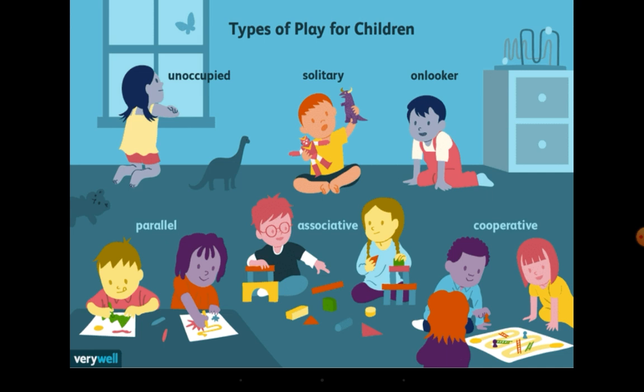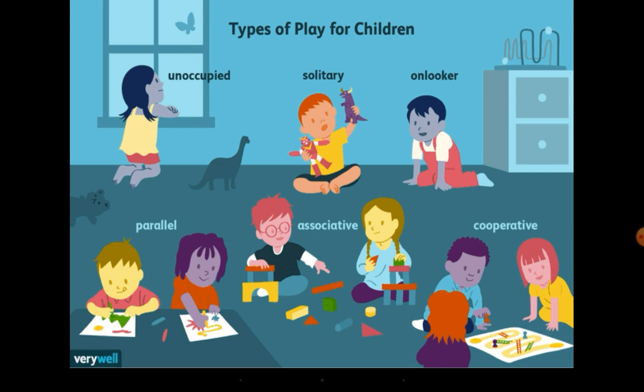Types of play for children. This picture shows us different types of play which are suitable for children, or which children usually undertake based on their characteristics and nature. The first one is unoccupied play. In unoccupied play, the child will remain alone and will not be affected by the activities which happen around in the environment. The child will remain alone and will never be involved in any activity.